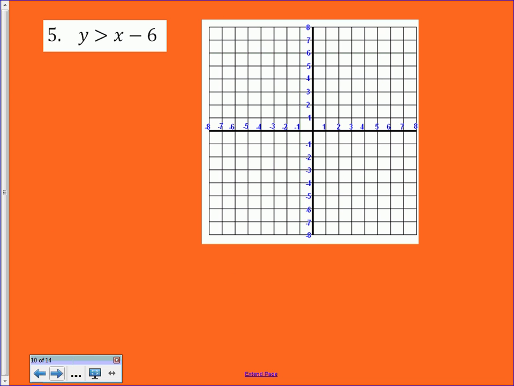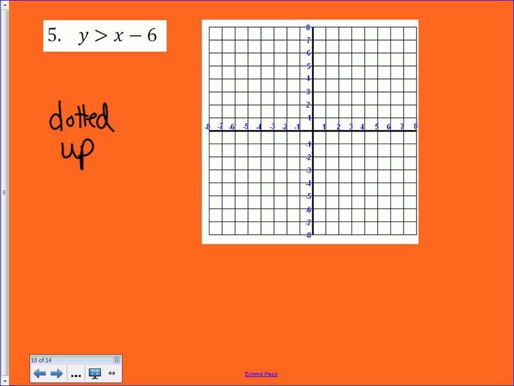So let's go ahead and take a look at this next one. So first of all, let's look, and there's no line underneath there. So I know a couple of things. I know that I'm going to have a dotted line, and then the alligator is eating my y. So I know I'm going to shade up. So I skipped the first step because that line there is already in slope-intercept form.